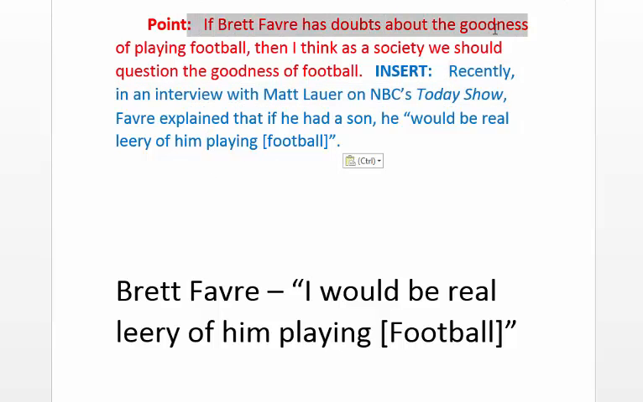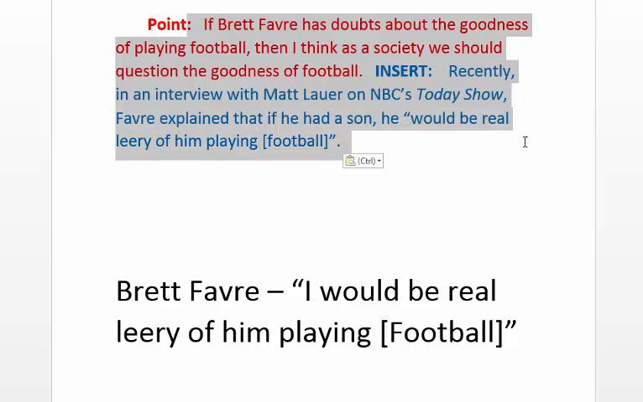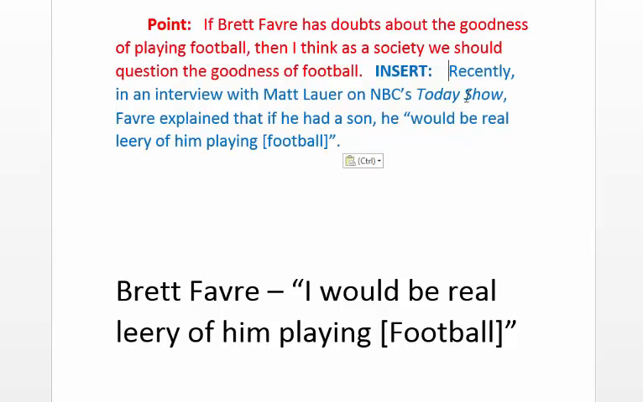If Brett Favre has doubts about the goodness of playing football, then I think as a society we should question the goodness of football. Recently, in an interview with Matt Lauer on NBC's Today Show, Favre explained if he had a son, he would be real leery of him playing football. Well, it's kind of strange just to leave that insert dangling there. Really, we need to give some sort of explanation. How does this quote help support the point that maybe we need to be questioning the goodness of football as a society? Well, I'm going to give some explanation, and that's the next step in a PIES paragraph.